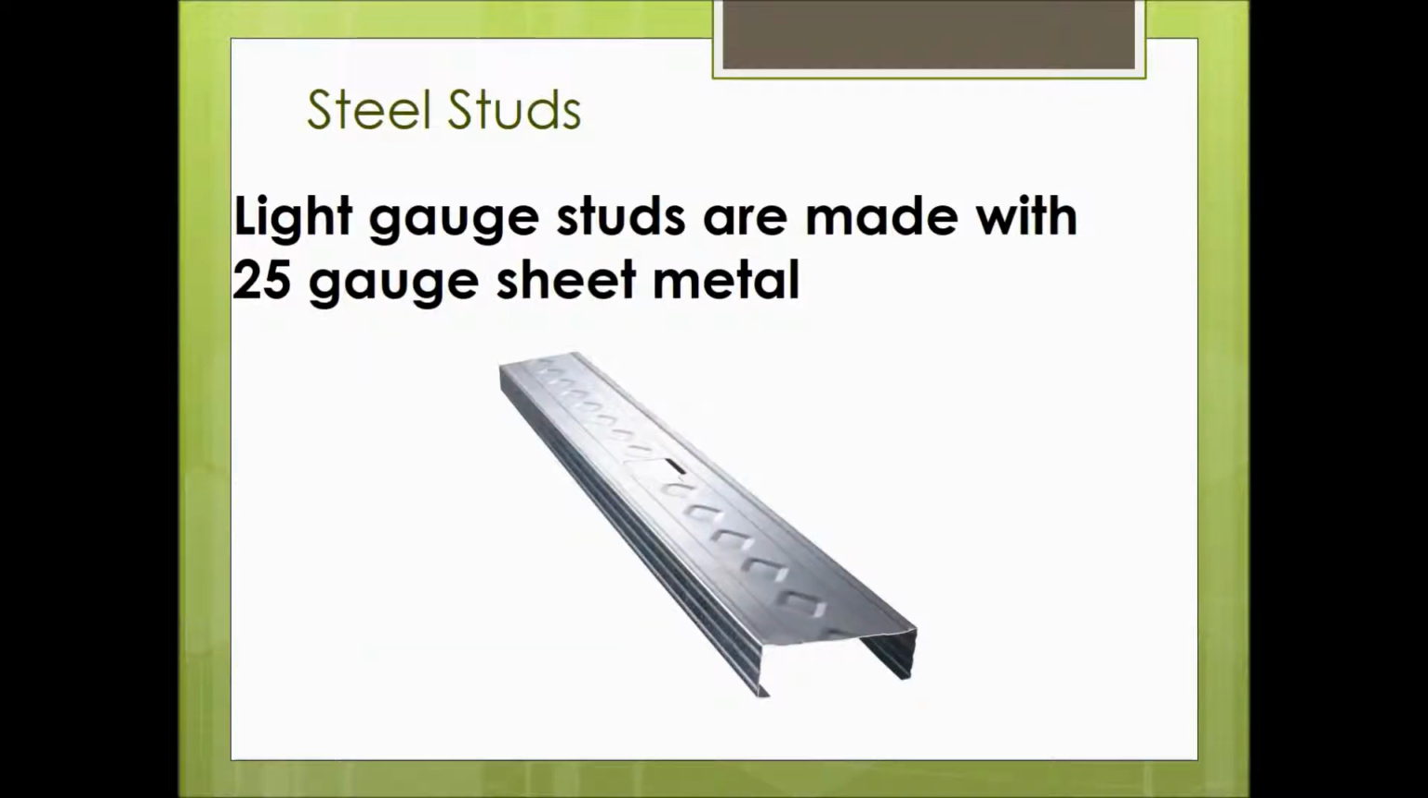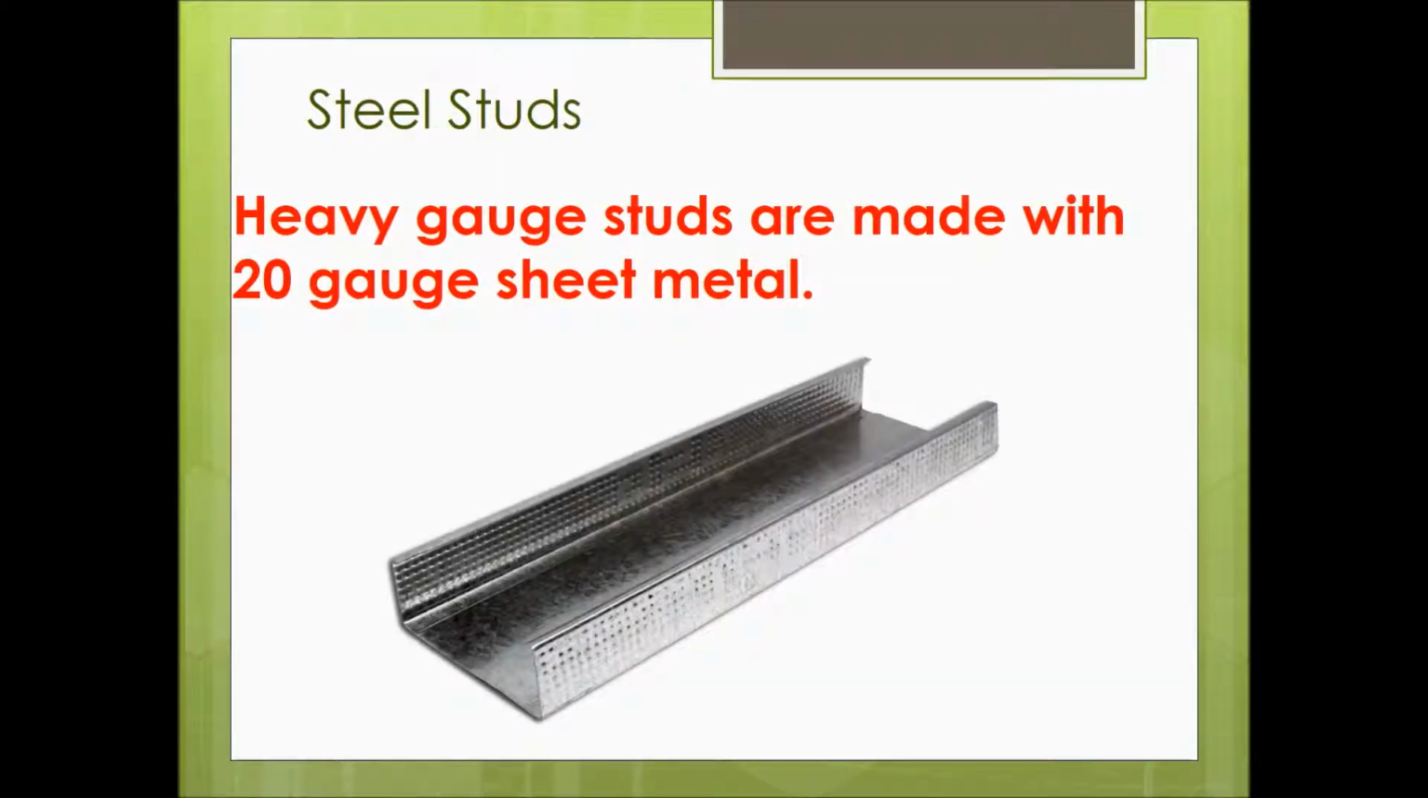If a stud is considered light gauge, if it's made with 25 gauge sheet metal, they're pretty flimsy. Heavy gauge studs are made with 20 gauge sheet metal, and these are pretty substantial framing members. You have to cut them with an electrically powered saw. You can't use snips, so they're pretty stout.